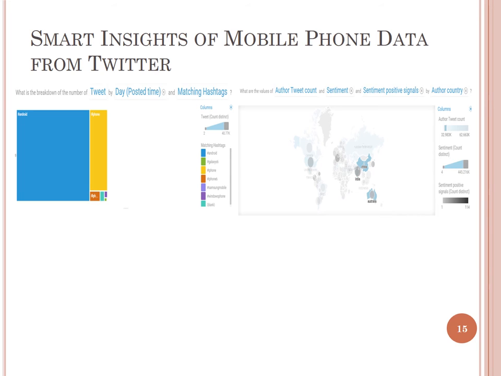The third insight shows the sentiment analysis from Twitter. Android has the highest positive feedback. Then there is iPhone. Both Android and iPhone have similar negative sentiment. This shows that working with Android is the better choice for the online startup company.